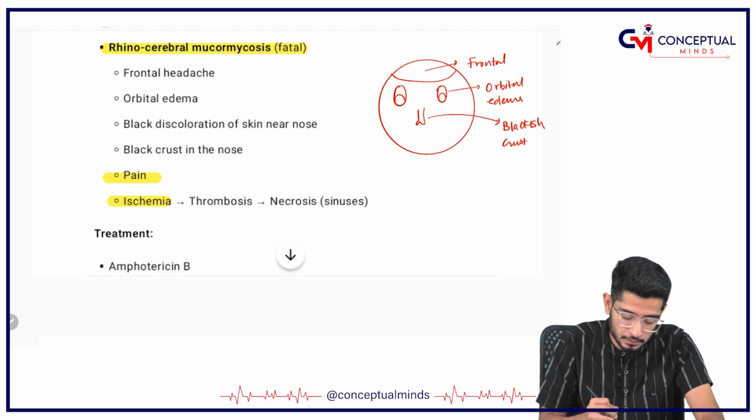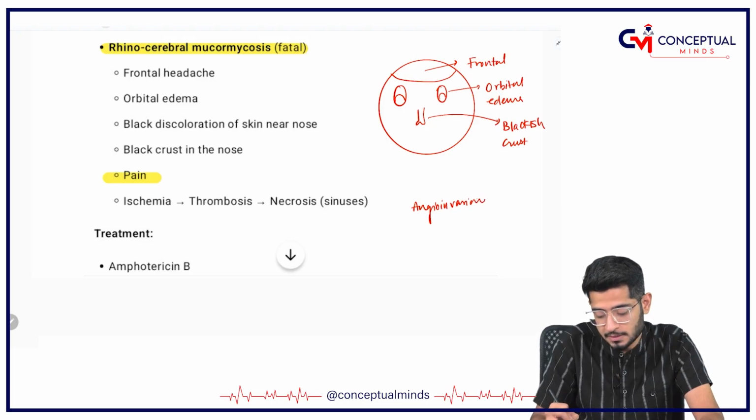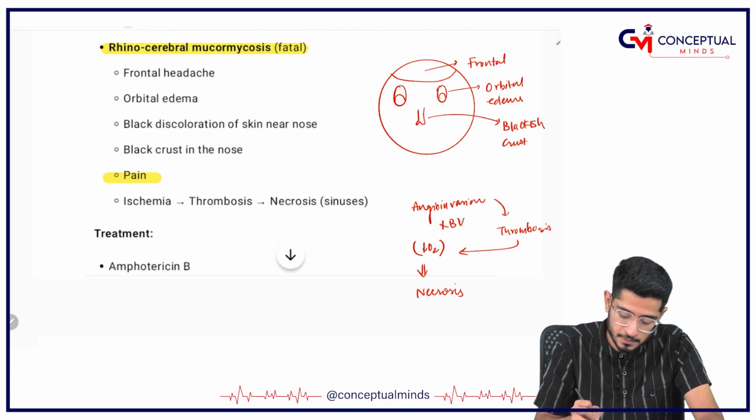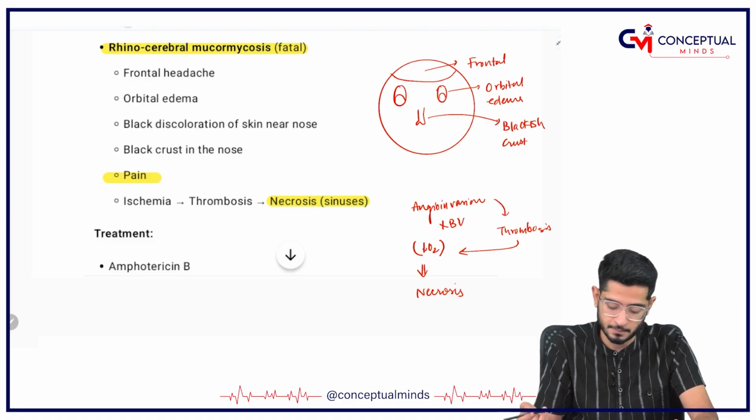Why actually? So please understand, there is angioinvasion which is happening. Because there is angioinvasion, that means the blood vessel is destroyed. So there will be decreased oxygen, and in order to repair this invasion, there will be thrombosis, more oxygen decrease, that leads to necrosis. So there will be necrosis in the sinuses, the black pigmentation which you see. Yes, indeed it is painful.